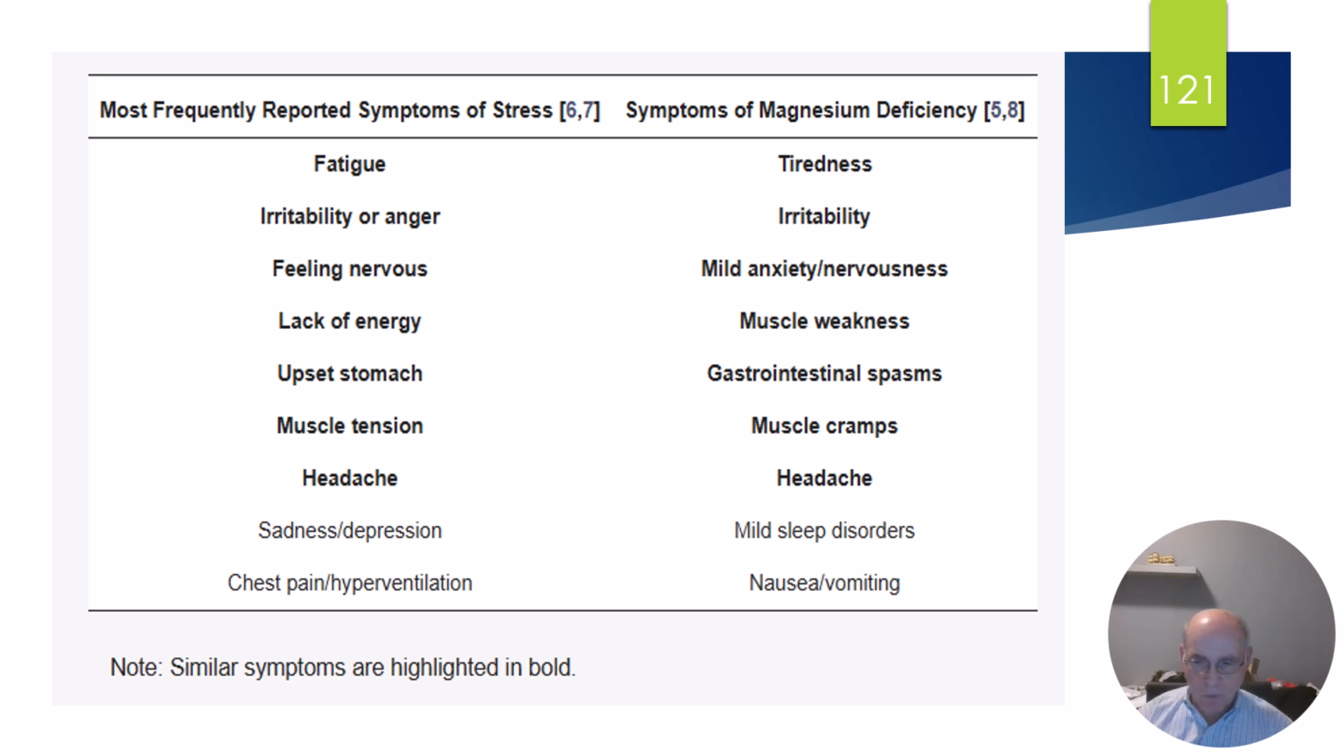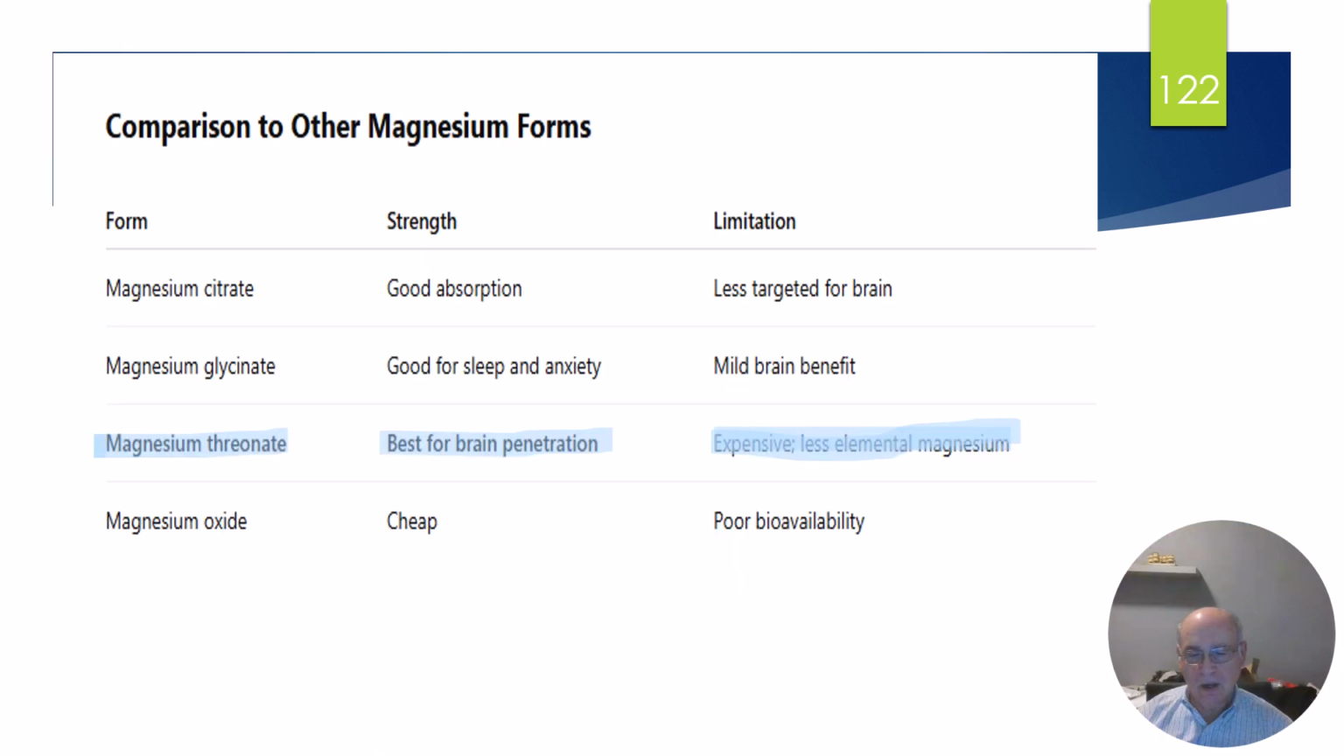So magnesium plays a very important role in not only dealing with patients who have magnesium deficiency, which is going to be quite common, but then again with patients suffering from fatigue. It doesn't necessarily mean chronic fatigue, but fatigue. There are a number of different forms of magnesium. Here I just pointed out magnesium citrate, glycinate, threonate, and oxide.